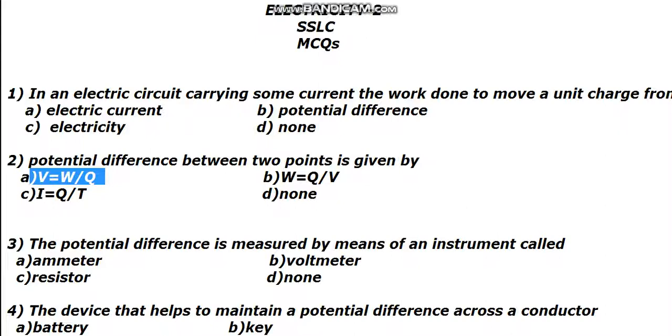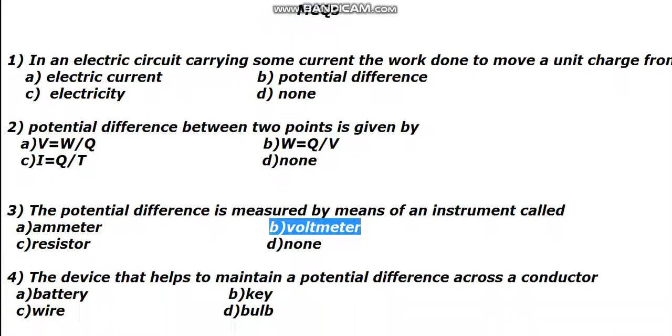Now the third one is: the potential difference is measured by means of an instrument called what? In a circuit we measure how much potential difference has occurred, and that is measured with the help of an instrument, the voltmeter. You know, the ammeter is used to measure the current, very simple, and the voltmeter is used to measure the potential difference.